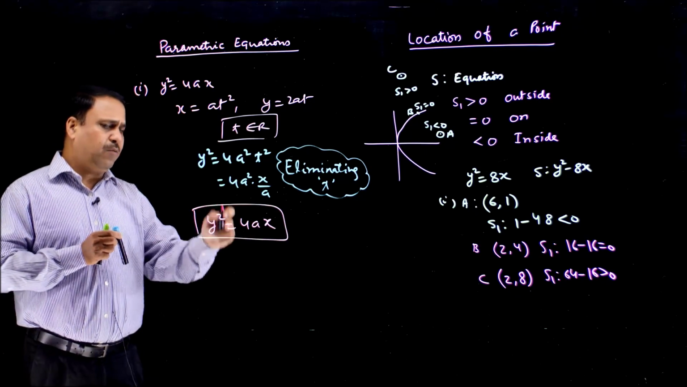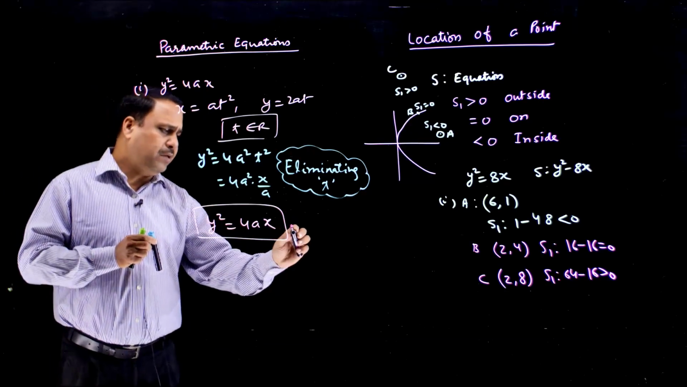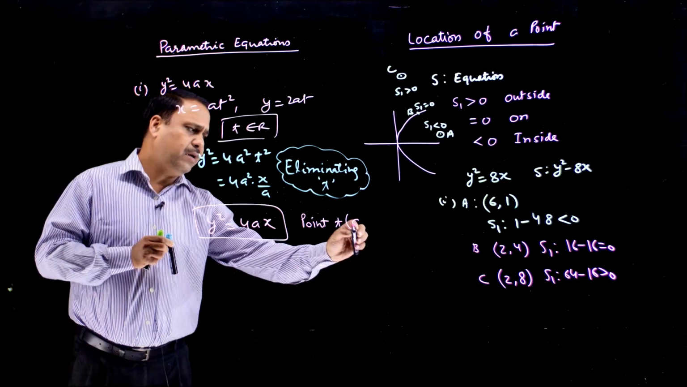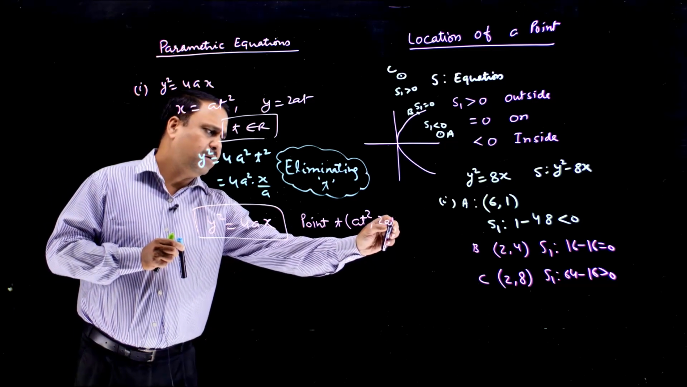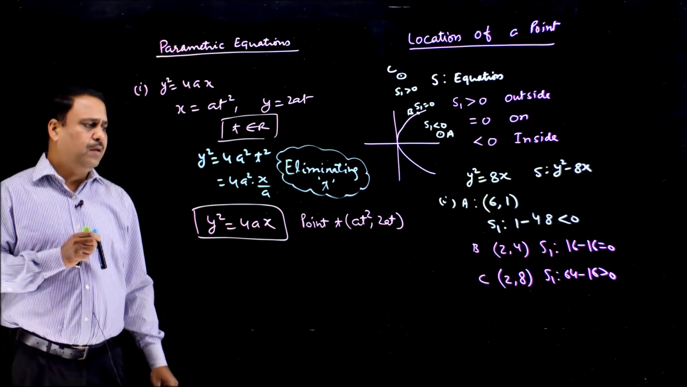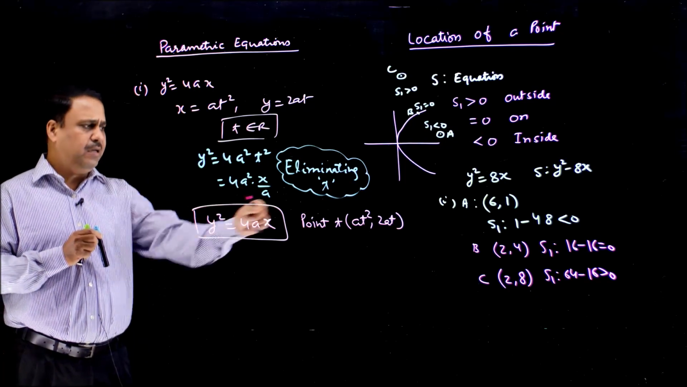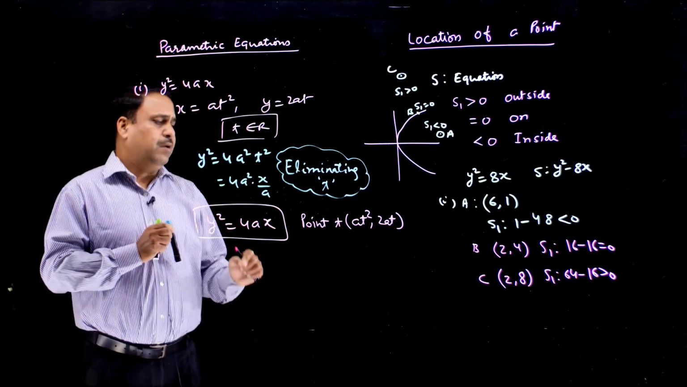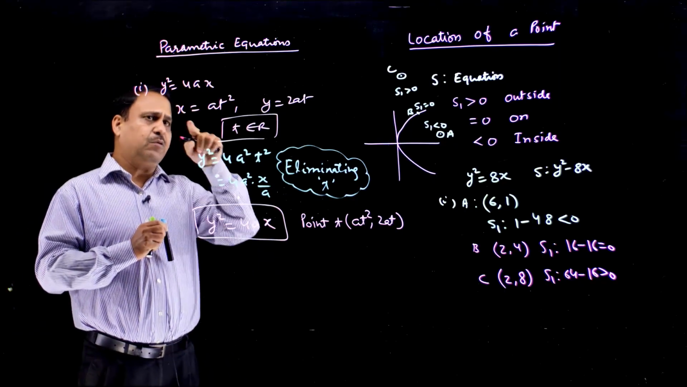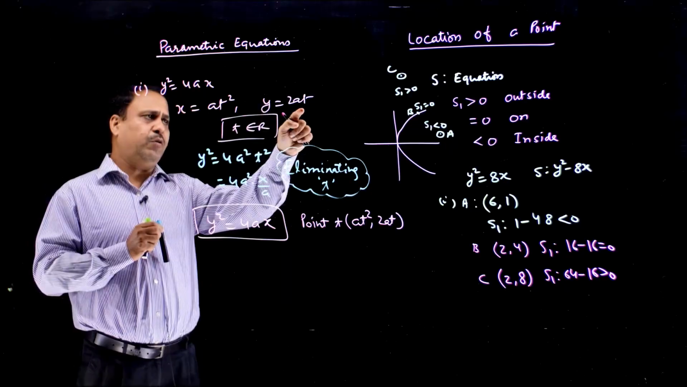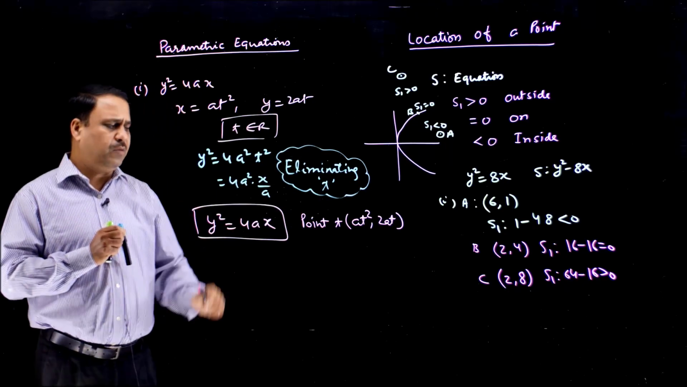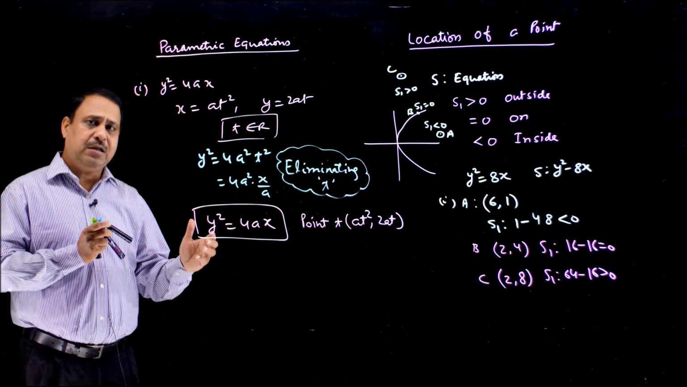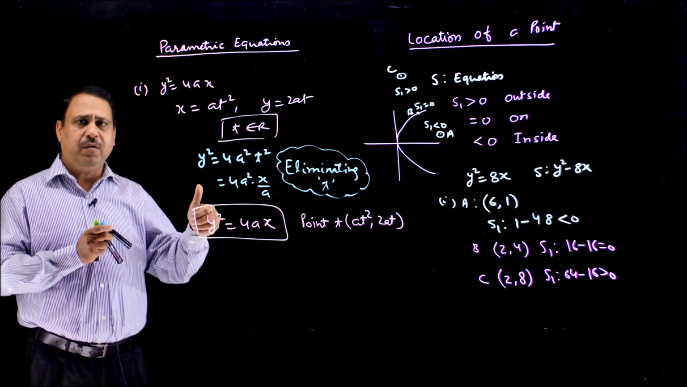That means on this parabola, I can say that point t is (at square, 2at). If I mention point t, this is the point. But if I say parametric equation, then the parametric equation is x equal to at square, y equal to 2at. This is the parametric equation of the parabola. Now the question arises, what is the parametric equation when we are considering the parabola in different forms?